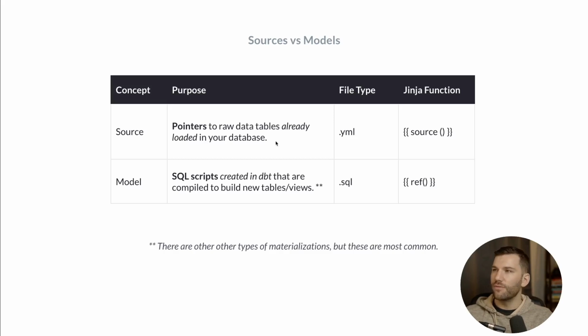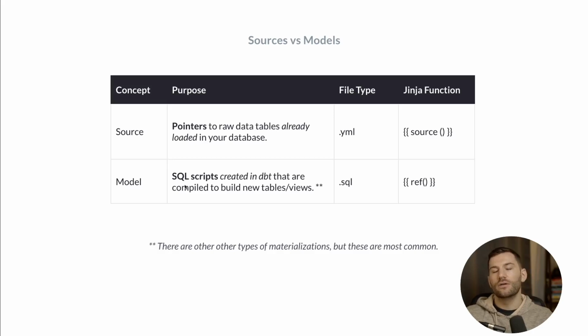The file type for a source is a pointer. It's going to be in YAML. And for the Jinja function for referring to it, so instead of like an if or an else, you'll refer to it using this Jinja function of source, and then DBT will compile it with the full correct name, as we'll see.